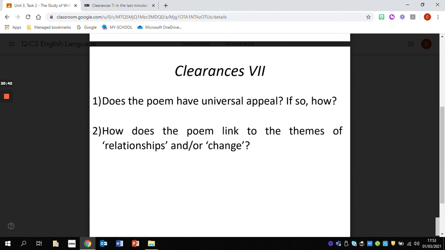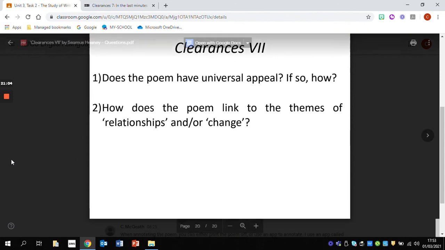The characters are nameless in it. It's he, her, and we. There's you, so you can relate to it. It's something that we will all experience at some point. You know, losing somebody. So I think it does have a universal appeal. And then how the poem links to relationships and change. Again, I'm going to leave that open to you to kind of work out yourselves.